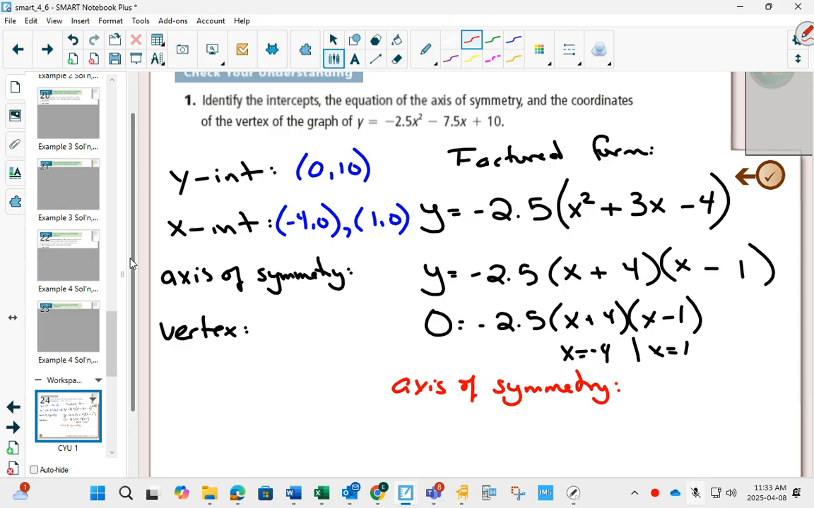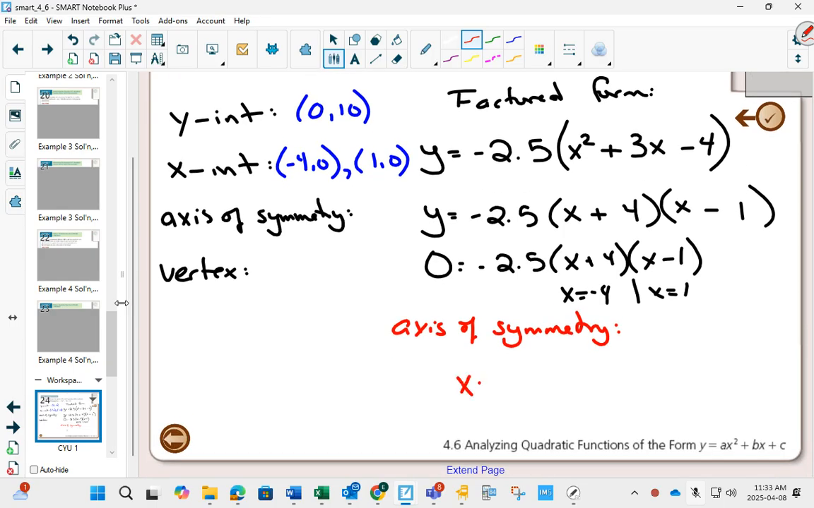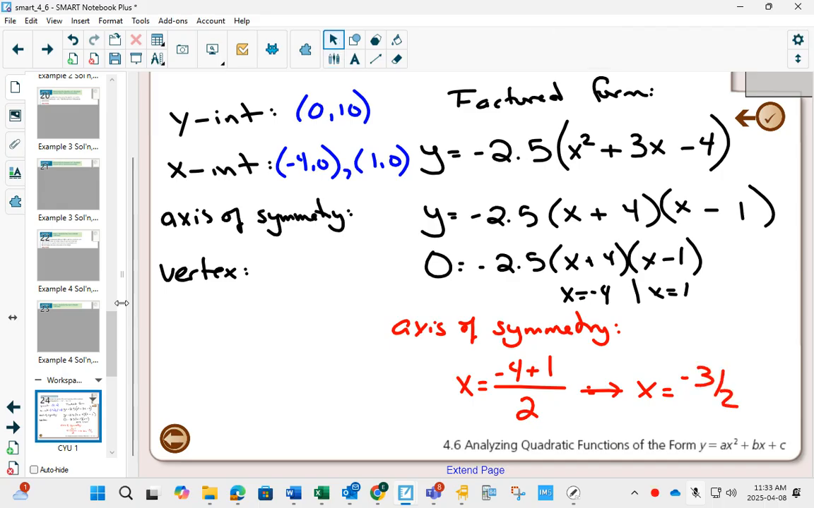I'll do it in red because we usually draw it on a graph in red. My axis of symmetry is going to be just the average of my intercepts. So we can write down our axis of symmetry at negative 3/2.